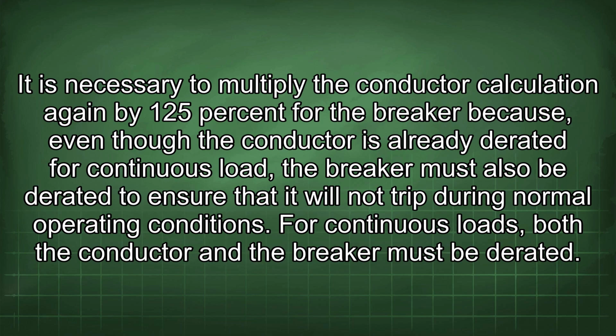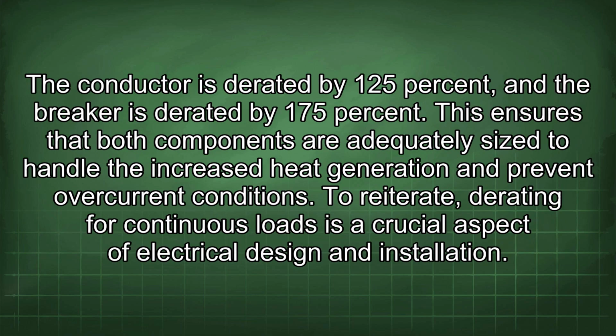is already derated for continuous load, the breaker must also be derated to ensure that it will not trip during normal operating conditions. For continuous loads, both the conductor and the breaker must be derated. The conductor is derated by 125% and the breaker is derated by 175%. This ensures that both components are adequately sized to handle the increased heat generation and prevent overcurrent conditions.